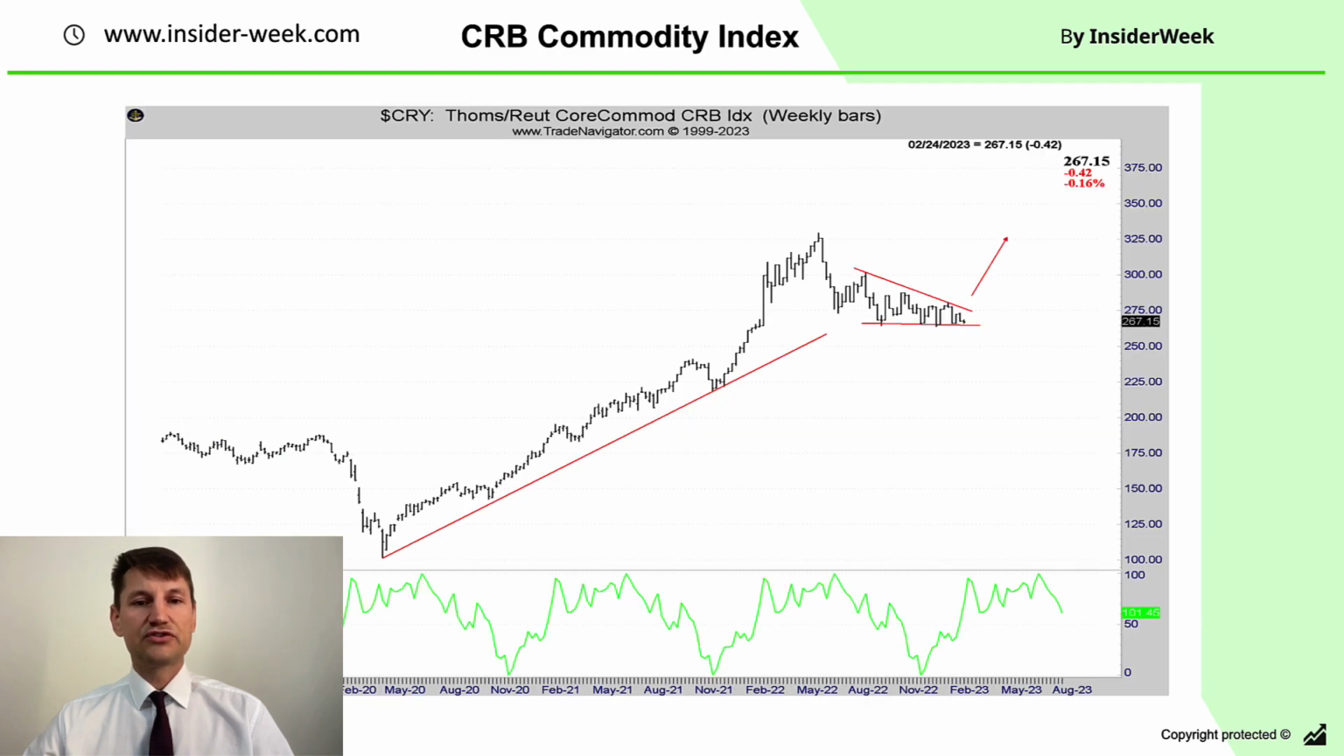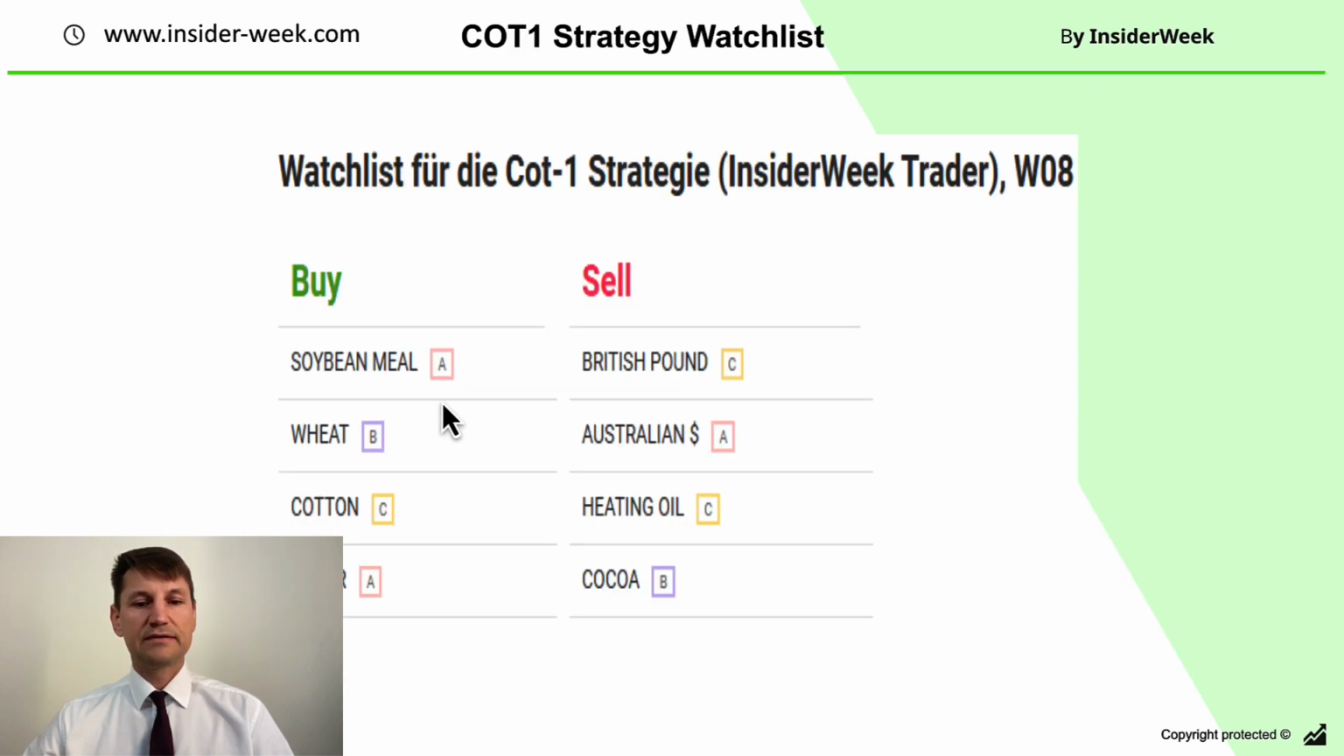First of all, let's check the CRB index. As you can see, the CRB index, an index for commodities prices, is going sideways. We don't have a trend, not upward, not downward, and therefore, as you can see on the watch list, we had the same number of markets on the buy side and on the sell side. Usually we check the CRB index trend, and if we have a strong upward trend, we usually have more markets on the buy side.